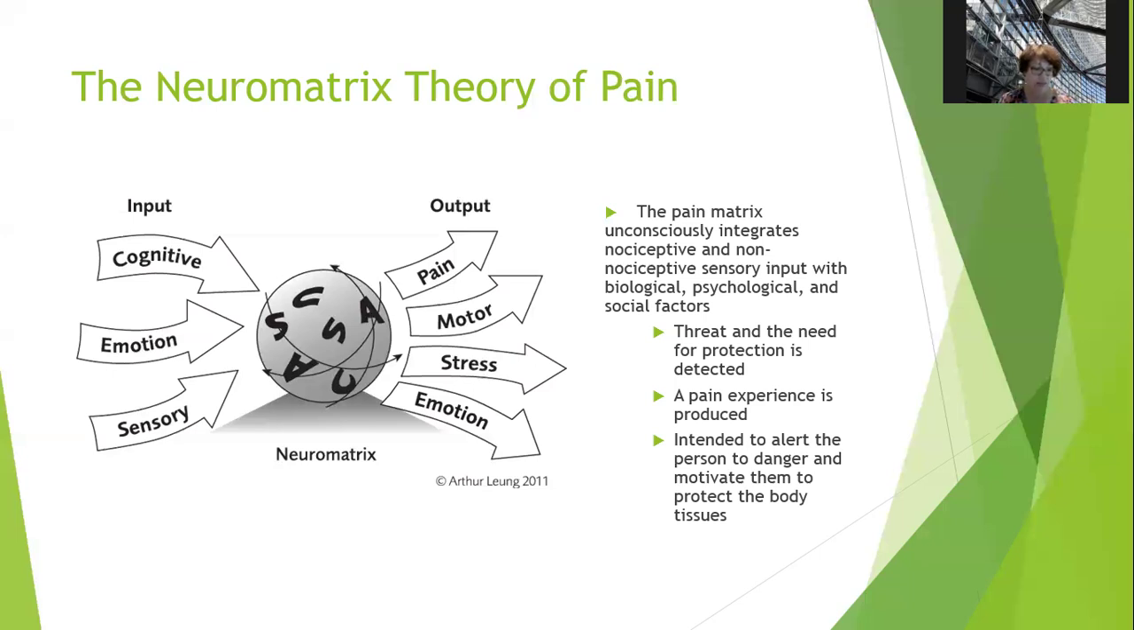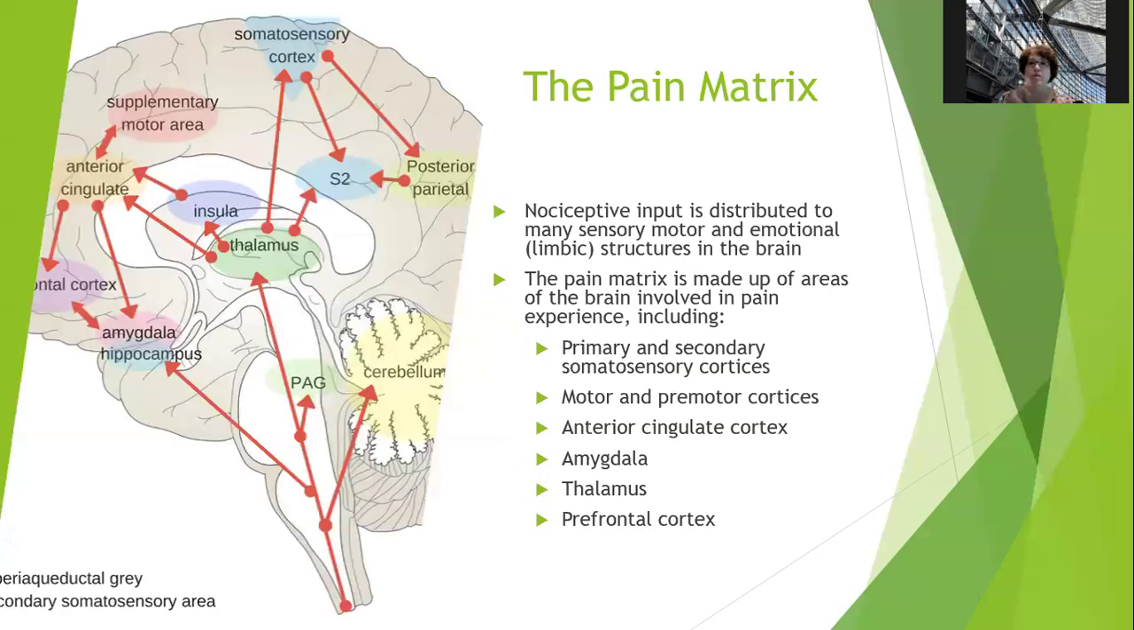The pain matrix is made up of areas of the brain involved in the pain experience. So, primary and secondary somatosensory cortices, motor and premotor cortices, the anterior cingulate cortex, and these are all areas of the brain. The amygdala, which has a lot to do with emotion and fight or flight. The thalamus and the prefrontal cortex, which is where we make our decisions, right? So the brain experiences pain all over, not just in one area.